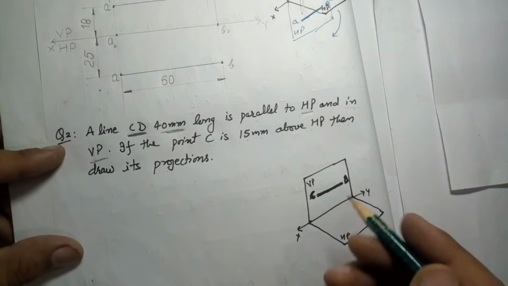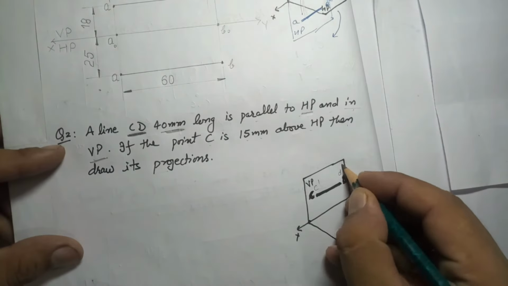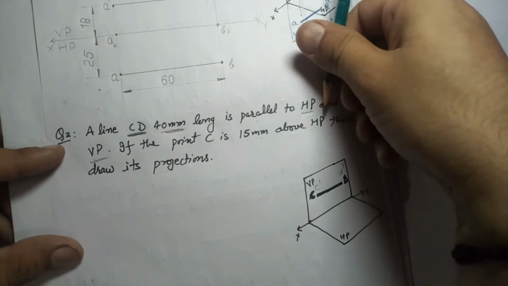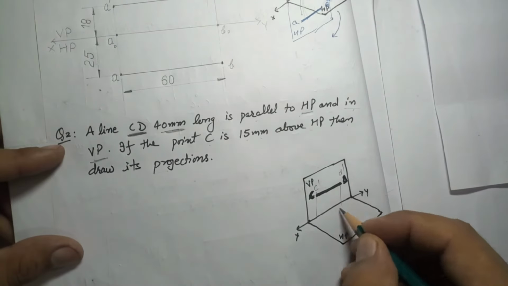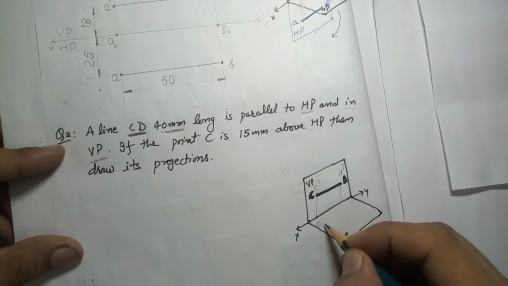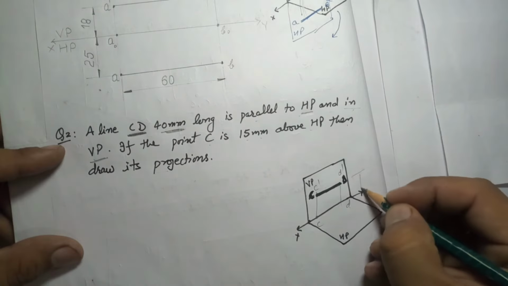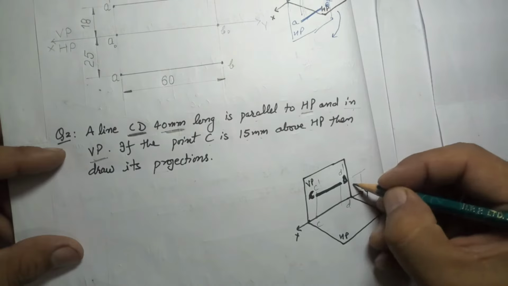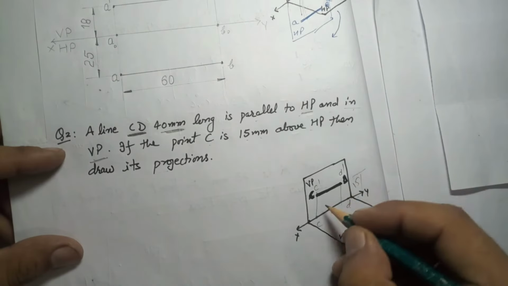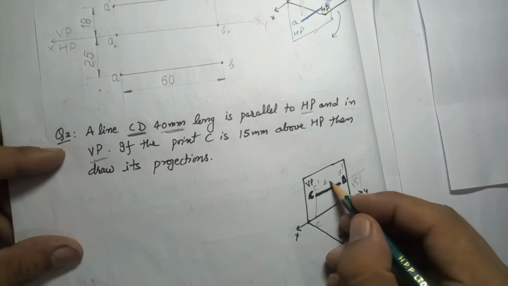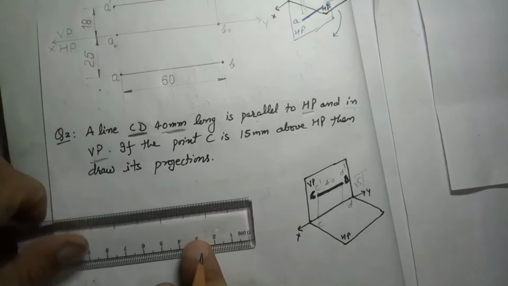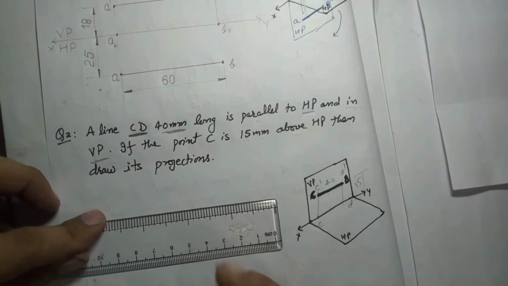When you see the front view, it will be exactly here on VP, and when you see the top view, it will be projected on the XY line. So C0 and CD will coincide. This gap is given, how much it is above HP, this is 15, so it will be 15 above, and the true length we know is 40 mm. So let's draw the solution. We will follow the same steps.